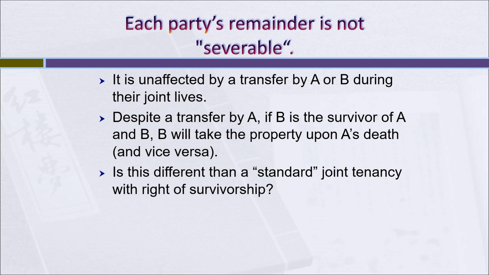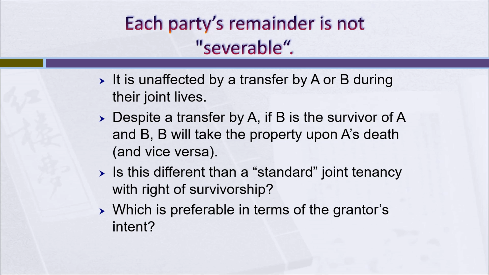Is this different than a standard joint tenancy with right of survivorship? Well, it certainly is. In effect, what we've got is something that's similar to a joint tenancy with right of survivorship, except it can't be severed, and no action by one of the parties can take away the other's right of survivorship. Now, which is preferable in terms of the grantor's intent?